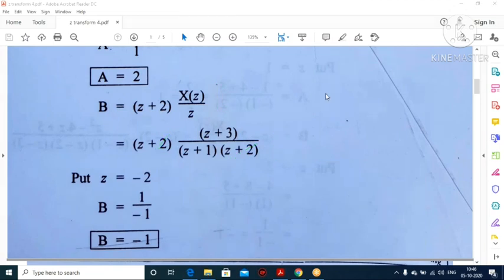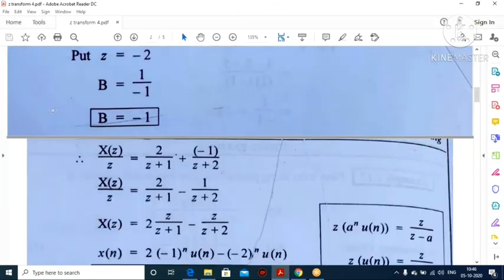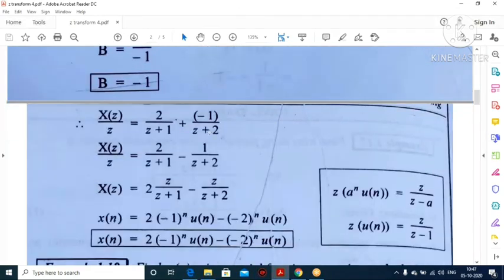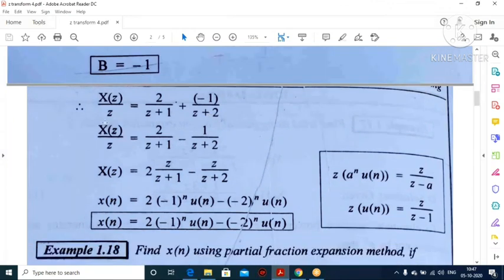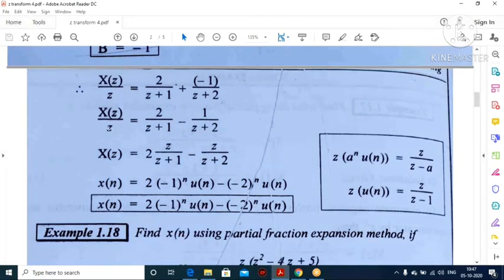What do you get? X of z by z equal to 2 divided by 1 plus 1 divided by z plus 2. Right. So x of z divided by z equal to 2 divided by z plus 1. Here plus minus become minus 1 divided by z plus 2. Here in the denominator you have z, no? Now you move this z to the right hand side.